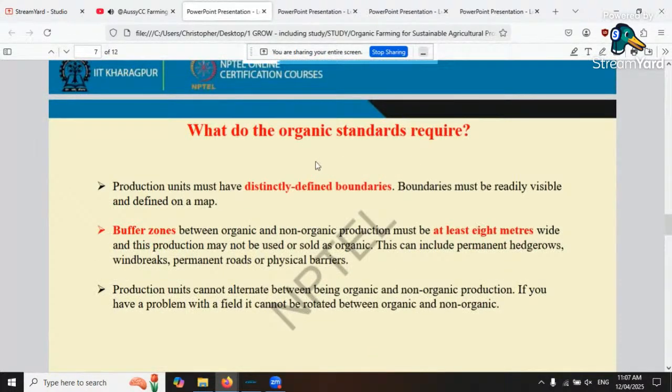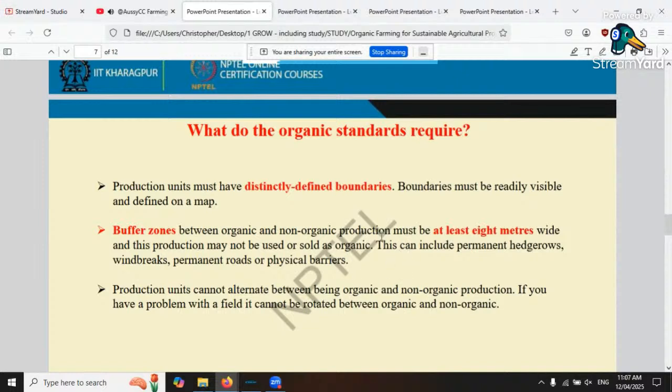What do organic standards require? Well, buffer zones and boundaries. The buffer zone, I was told, is 5 meters, 15 feet in Australia. So that's between the organic and the non-organic production. It must be at least 8 meters, it says here, in India. So I've got a buffer area of a good probably 10 meters at least, and that's not even to the crop.